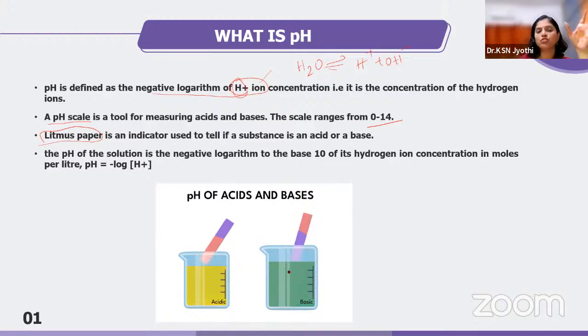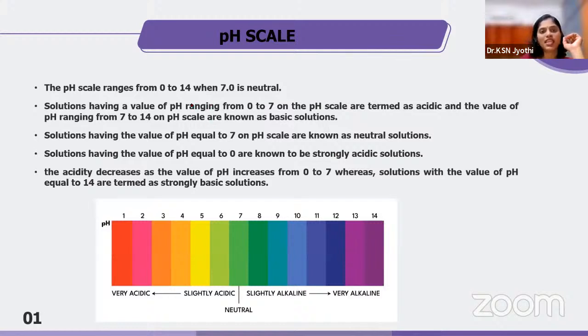So the pH of the solution basically is the negative logarithm, taken as base 10, of the hydrogen ion concentration. This is the chemical formula used to define pH: pH is equal to minus log H plus ion concentration. The pH scale ranges from 0 to 14. Anything from 0, 1 is highly acidic. Now, as the H plus ion concentration keeps decreasing, the solution goes to neutrality. So 7 is considered neutral.